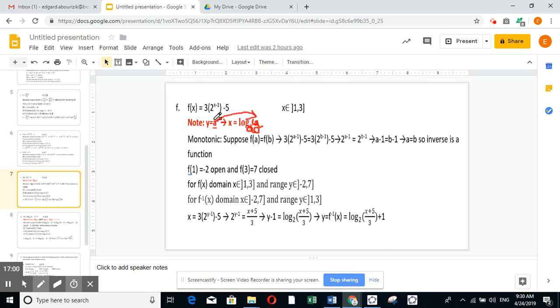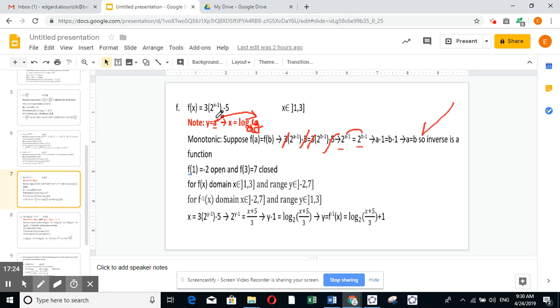So here I want to solve this one. First of all, I want to check if it is monotonic. So if f of a equals f of b, then 3 times 2 to the power a minus 1, minus 5, equals that of b. As you can see, the 5 and 5 cancel. Then divide both sides by 3. So the 2 powers are equal if the powers are equal, because they have the same base. So a minus 1 equals b minus 1, so a equals b.